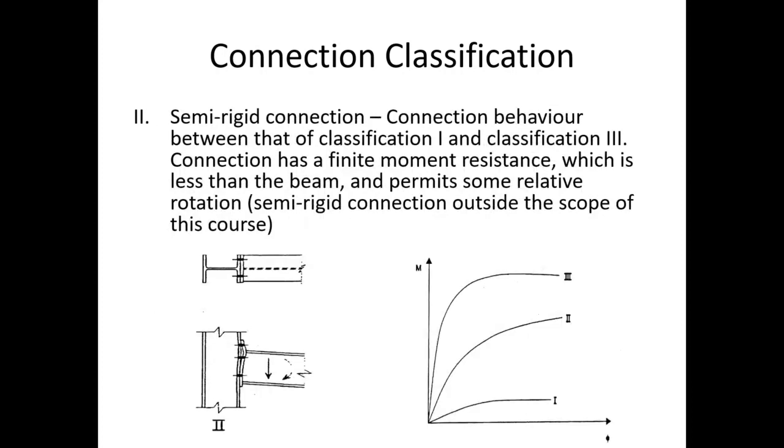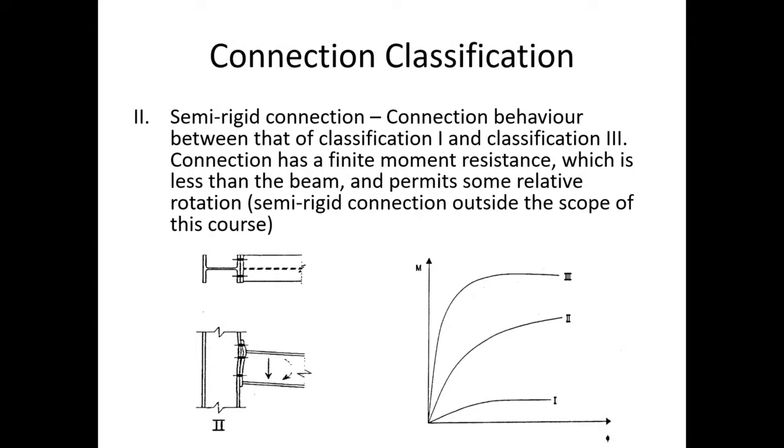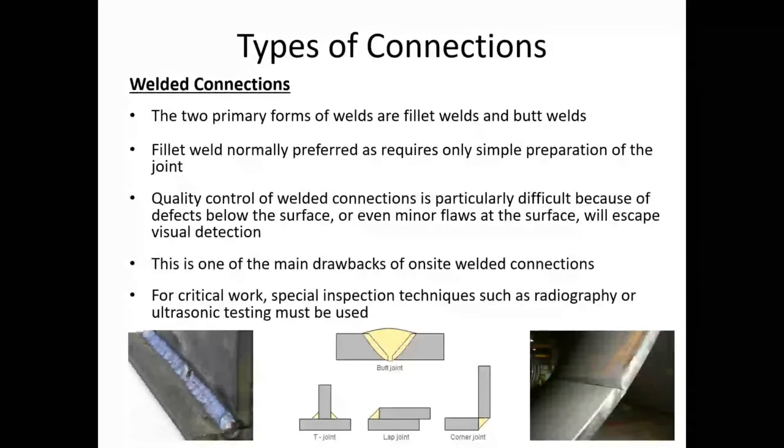A semi-rigid connection is somewhere in between a pin connection and a rigid connection, where it has some finite moment resistance. It's less than the moment resistance of the beam, so it allows some rotation, but a limited amount of rotation, and that's outside the scope of this course.